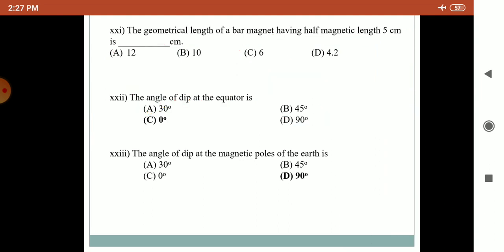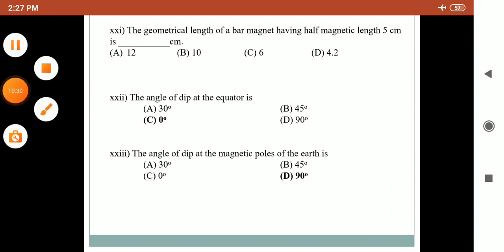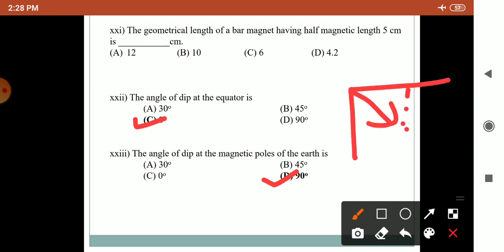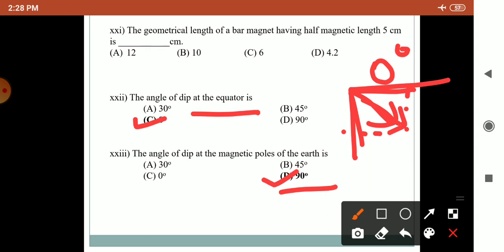Then next, the angle of dip at the equator is always 0 degree. The angle of dip at the magnetic poles of the earth will be 90 degree. If you have studied the horizontal component and vertical component, this will be 0 degree at the equator and 90 degree at the magnetic poles.